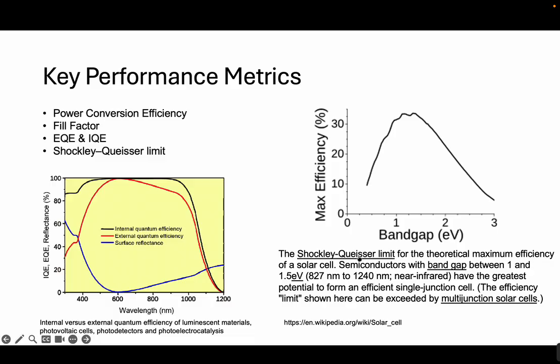So, about the Shockley-Queisser limit, the theoretical maximum efficiency of a solar cell would be at around 1 to 1.45 electron volts. This corresponds to around 800 to 1200 nanometer near infrared light. This means that these wavelengths have the greatest potential to form efficient single junction cells. And on the left side, you can see internal quantum efficiency and external quantum efficiency over the wavelengths for the IQE and EQE and reflectance.